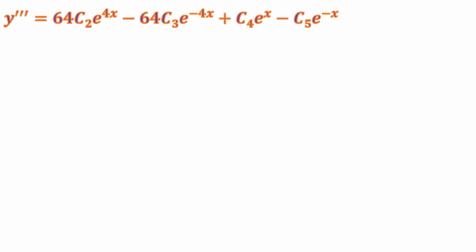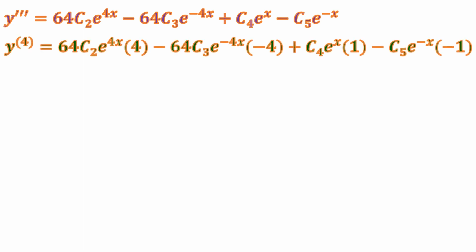So here's the y triple prime, and then we're going to use this to find the y with four primes, or the fourth derivative of y. It's actually the same procedure because it's just e raised to the power of x. When getting the derivative of that, it's going to be itself times the derivative of the exponent. So that's why it's easier to do, except that the coefficients of c2 and c3 are getting bigger and bigger. And so we're going to continue.